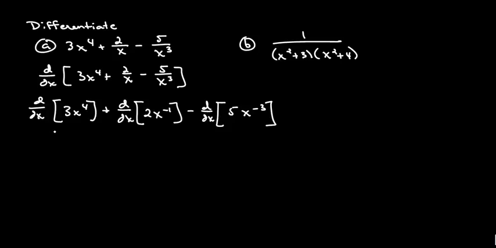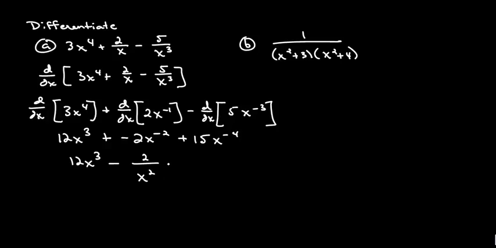Now I'm going to differentiate, so this is going to be 12x to the third plus negative 2x to the negative 2, because I'm subtracting 1 off the power every time. Don't go to 0, right? Because negative 1 minus 1 is negative 2. So minus 5 times negative 3 is negative 15, so I'll make that positive. And then that's going to be x to the negative 4. So we'll write this as 12x to the third minus 2 over x squared plus 15 over x to the fourth.